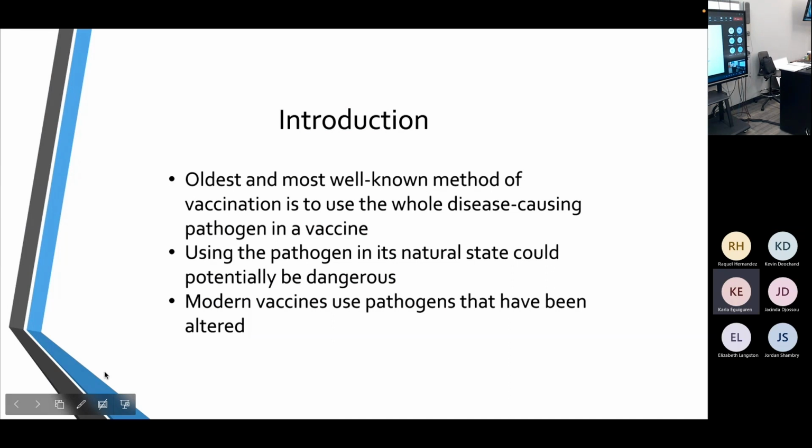So the oldest and most well-known method of vaccination is to use the whole disease-causing pathogen in a vaccine to produce an immune response similar to that seen in natural infection. Using the pathogen in its natural state would cause active disease and could potentially be dangerous to individuals receiving it, and it could also risk the spread of the disease to others. So to avoid this, modern vaccines use pathogens that have been altered.